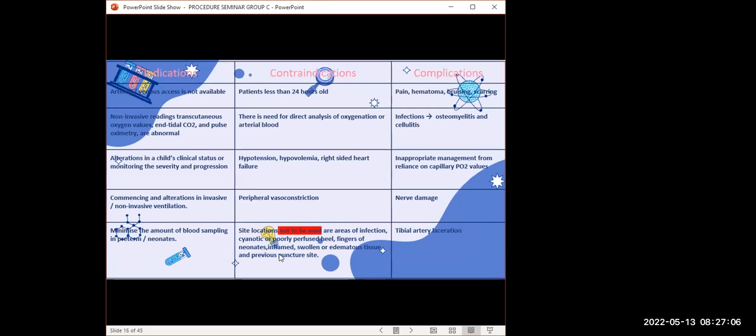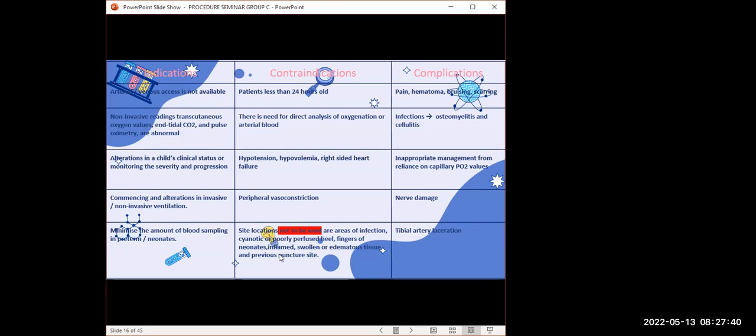So the indications for the capillary blood gas include when the arterial and venous access is not available, when the non-invasive readings show abnormality, or if there's any alteration in the child's clinical status, depending on the history and also physical examination, or we want to monitor patient severity and also progression. Next, if you want to comment on alteration between the invasive and non-invasive ventilation for the child. Last but not least is to minimize the amount of blood sampling in preterm babies, as a substantial amount of blood loss may lead to anemia in preterm and neonates.